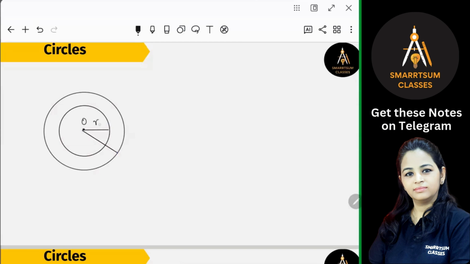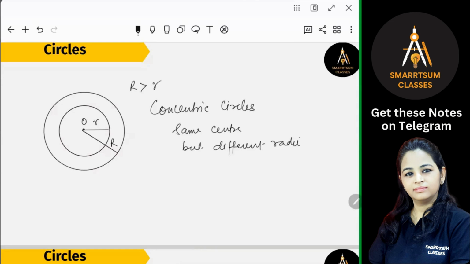Okay, so suppose this is small r, and this is capital R, right? So capital R is greater than small r, right? So these two circles are called concentric circles. So such circles are called concentric circles, right? So what are concentric circles? Circles which have the same center but different radii, right? What is the property? They have the same center but different radii. Okay, so such circles are called concentric circles, right?